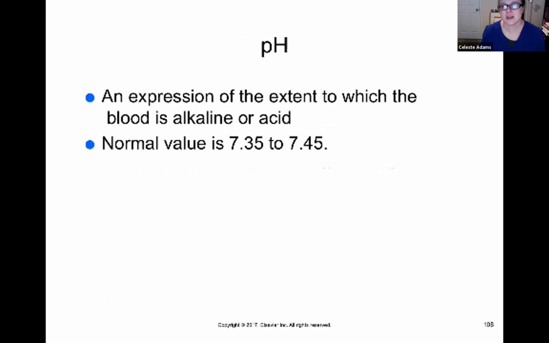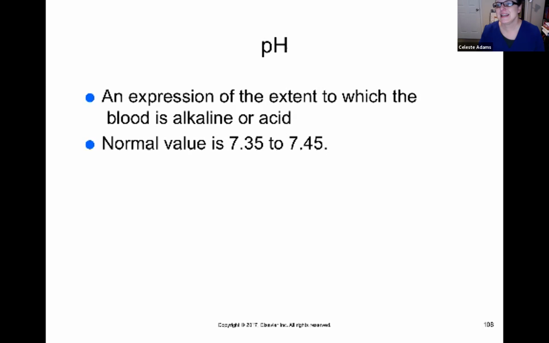pH. You're also going to want to know pH in your problem solving. pH is an expression of the extent to which the blood is alkaline or acid. So it's going to tell us if our blood has too much acid in it, or too much base in it. Alkaline equals base, acid equals acid. Normal value is 7.35 to 7.45.